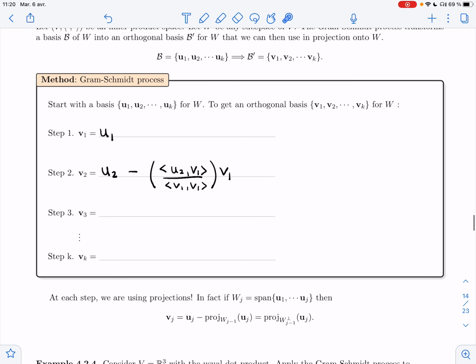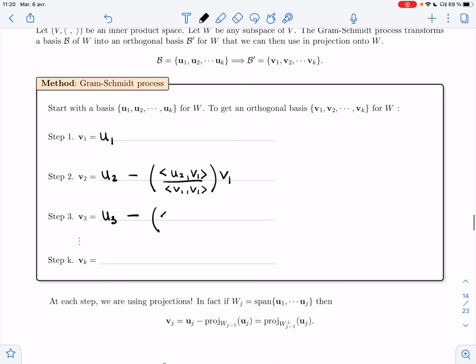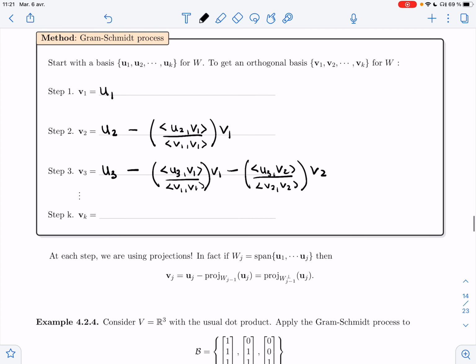That's going to make sure that V2 and V1 are orthogonal. And we're going to do the same thing. When we use U3, it might not be orthogonal to U1, so we take away the part that's along V1, the inner product of U3 with V1 over V1 with V1 times V1, and we take away the part that's along V2. What's nice is that V1 and V2 are already orthogonal, so I have my basis to do projection on their span, and so on.